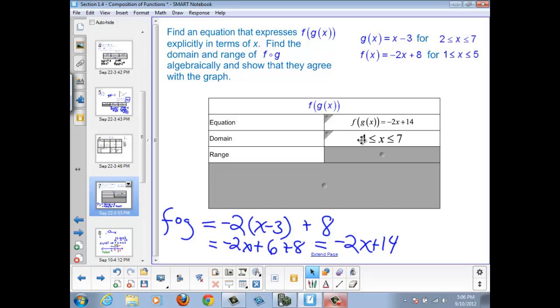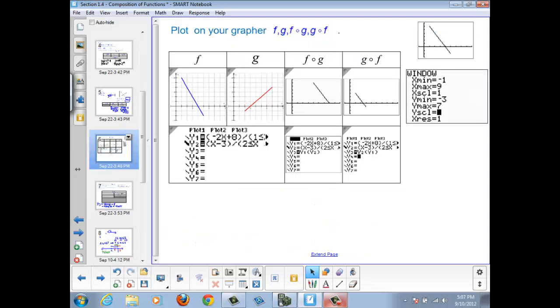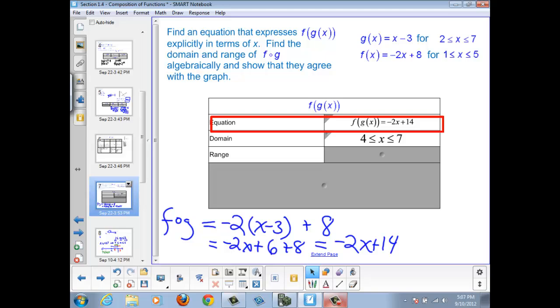All right. Now, to find the range, I need to go and look at my graph and figure out what the highest and lowest y values are. Where do they occur? So I'm going to go back. Here is f composite g, and the high value is at the left end of the range, so when x equals 4. And you can see that the low value occurs when x equals 7. If I go back to my explicit equation for f composite g, -2x plus 14, I can plug in 4 and I can plug in 7 to find my high and low values.